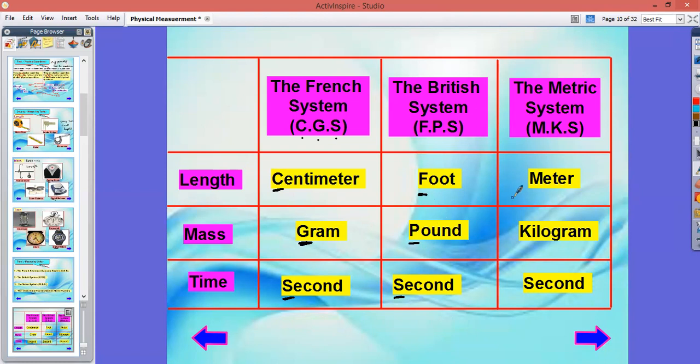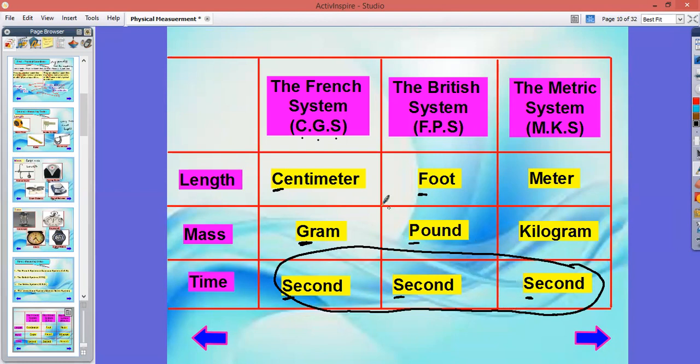What about the metric system? All of us know the metric system. Length is meter, mass is kilogram, time is second. What do you observe in time? All systems use seconds to measure time, even the international system.